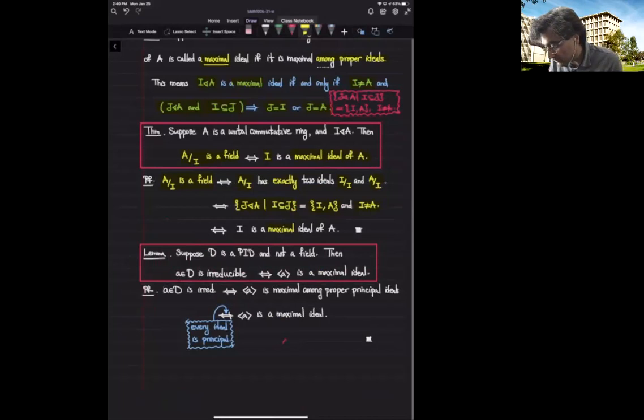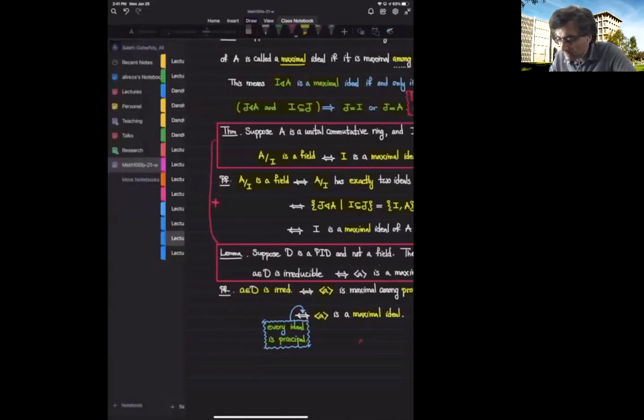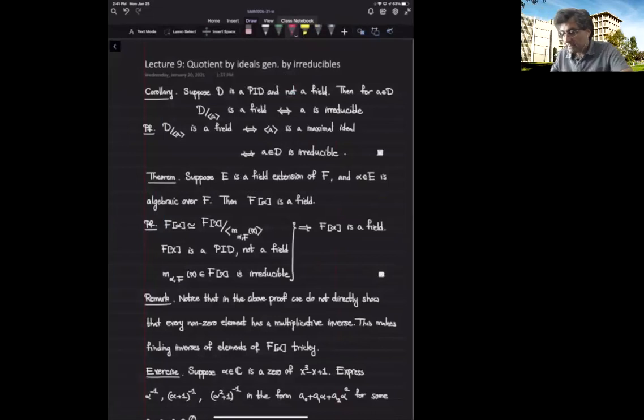Okay, so let's see why this is the case. A is irreducible precisely when the ideal generated by A is maximal among proper principal ideals, that we put for every integral domain. But here, every ideal is principal, and therefore the ideal generated by A is a maximal ideal. So that's a very nice thing. Now I can combine these two results. Here we know the quotients by maximal ideals. Here I understand maximal ideals in terms of irreducibility.